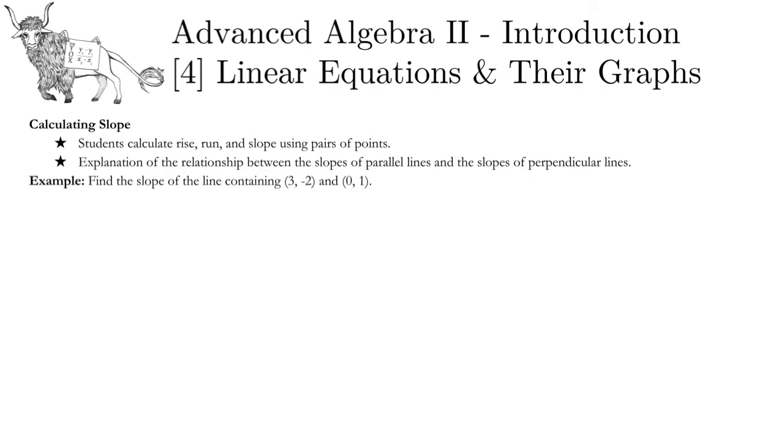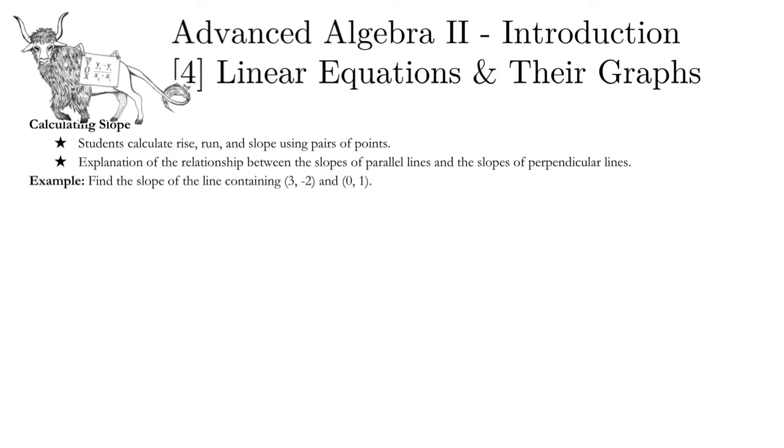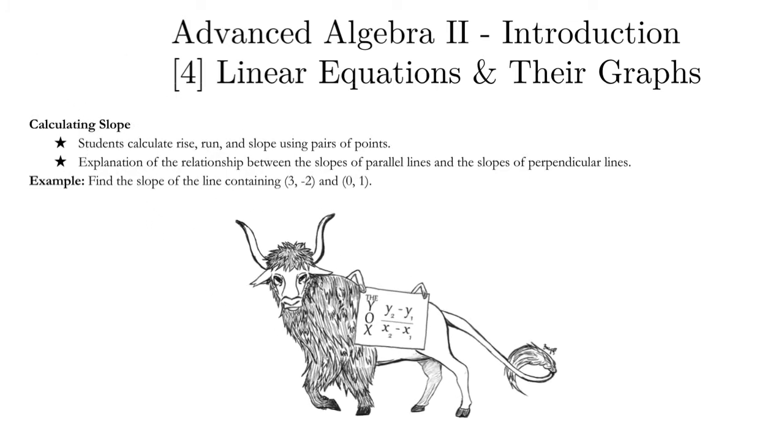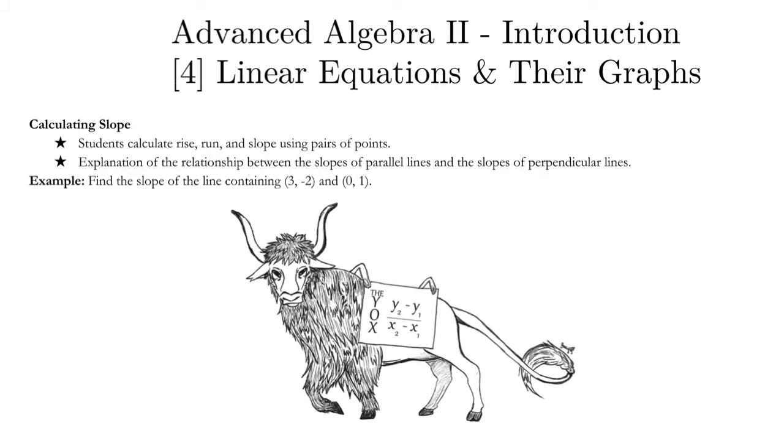Now that we understand the concept of slope, let's actually calculate slope. The example says to find the slope of the line containing (3, -2) and (0, 1). And remember, a line is defined by 2 points. Remember, slope is the ratio of delta y over delta x. And the official formula is y2 minus y1 divided by x2 minus x1. The y values are always on top, the x values are always on the bottom.